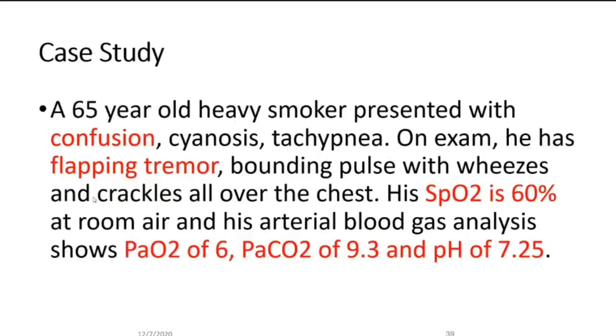A 65-year-old heavy smoker presented with confusion, cyanosis, and tachypnea. On exam, he has a flapping tremor, bounding pulse with wheezes and crackles all over the chest. SpO2 is 60% on room air. The PaO2 مالته 6, the PaCO2 9, and the pH of 7.25.